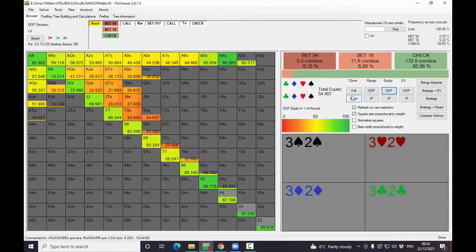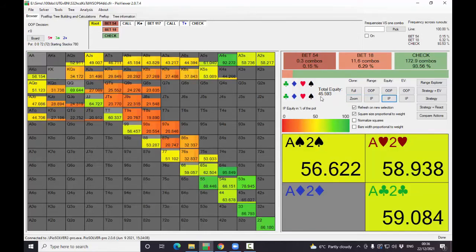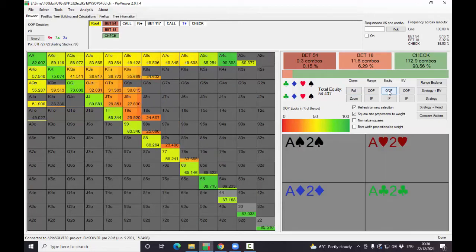Returning to out of position's range, this number here, 54.4%, means he has 54.4% equity on this flop. If no more money were to go into the pot, and we always went to showdown with this range against in position's range, out of position would win 54.4% of the time, and in position would win the other 45.6%. That's useful just to tell at a glance who has a range advantage. So you can see that out of position has a slight range advantage here, 54 to 46 roughly.